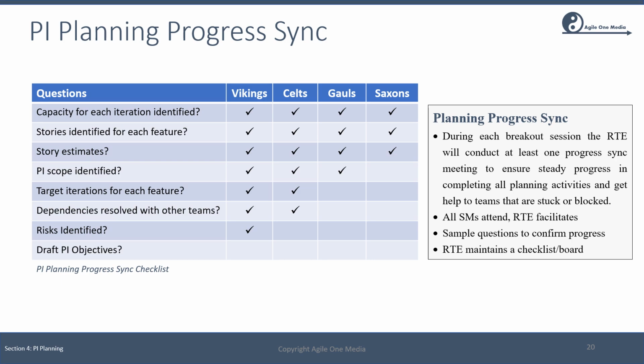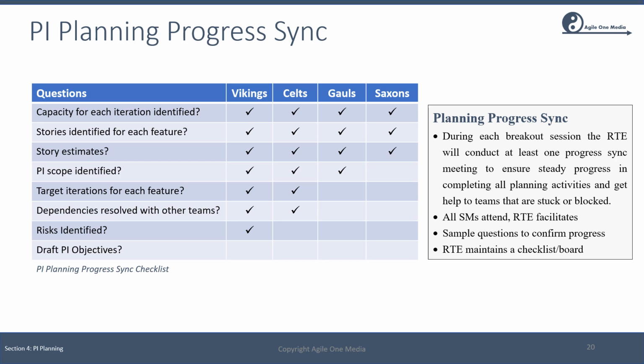Throughout the breakout session, the RTE should be checking in with the teams to confirm they are making progress and to see if any team needs help. To do this, the RTE can set up a brief progress sync call to hear from each team. And this can be based on walking through a simple planning checklist, could be a physical or virtual board of some kind, to check progress against each of the major planning tasks.